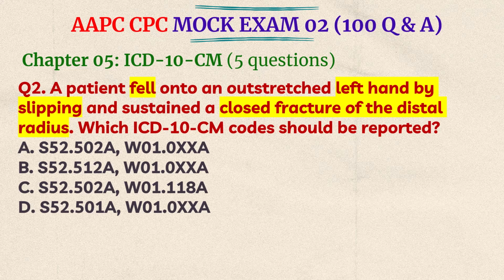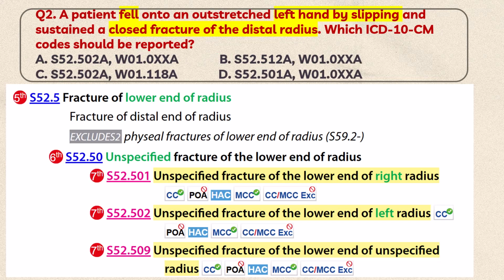When you look at the answers, you can see all are adjacent codes. S52 and W01 codes are available. So you can find the answer using the elimination method. Directly go to the codes. S52.5 is fracture of lower end of radius. In our case, distal radius means the lower end. So that is correct. And the laterality is the left hand.